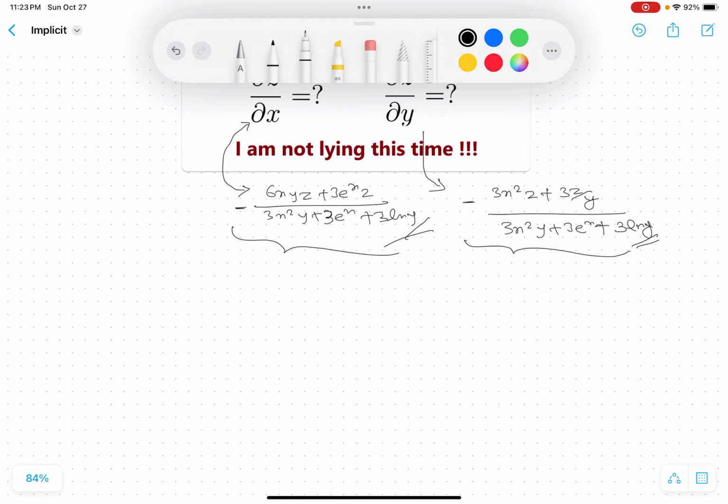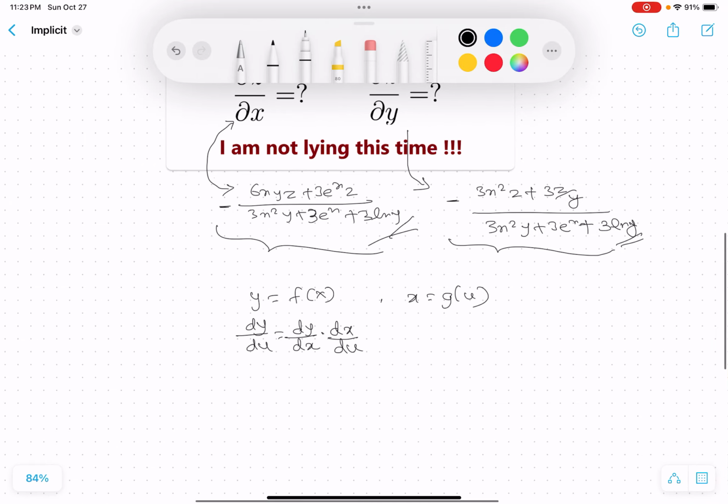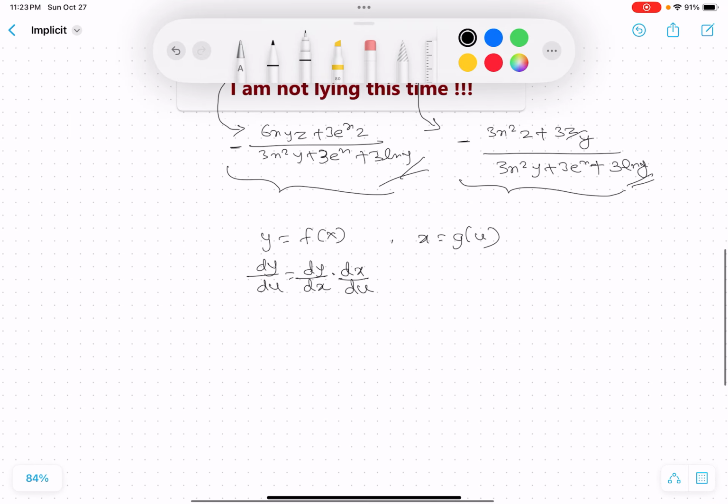Okay, so first of all, let me start with the single variable chain rule. You might have learned that if y is equal to, let's say, f of x, and x is, let's say, g of u, in that case dy by du can be written as dy by dx times dx by du, right? This is almost the same as dx being cancelled out, which makes it dy by du, right?